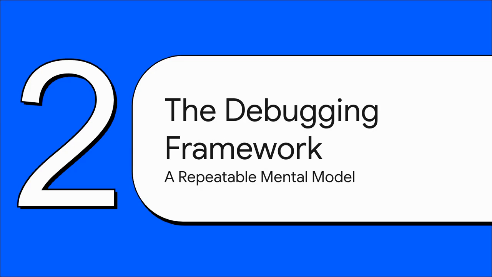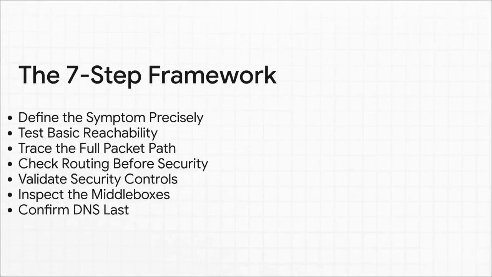This is that system. This is a powerful, repeatable mental model that you can apply to diagnose literally any multi-cloud connectivity issue. It's designed to take you from that vague symptom all the way to the root cause, step by step, without missing a thing. So, this is our roadmap out of the chaos.